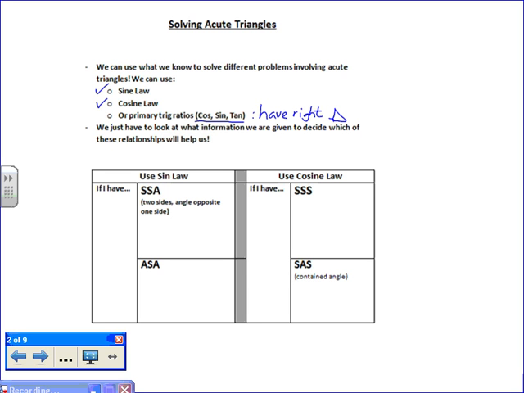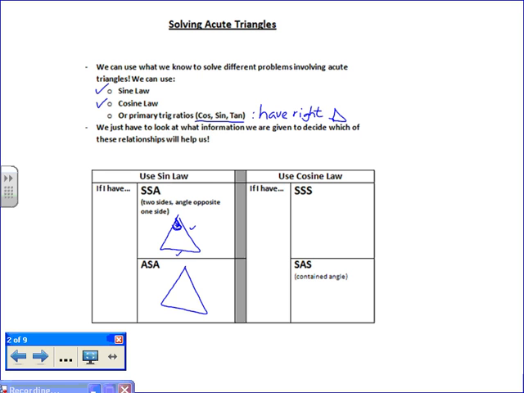So a quick summary that we have here is sine law can be used whenever I have two sides and an angle opposite one side. So if I have an acute triangle like this, remember that in order to use sine law, I must have an opposite side length for an angle. I have to have that side angle relationship, and then any other side will allow me to use sine law. Also, if I'm given any two angles and one side, I can always use sine law.